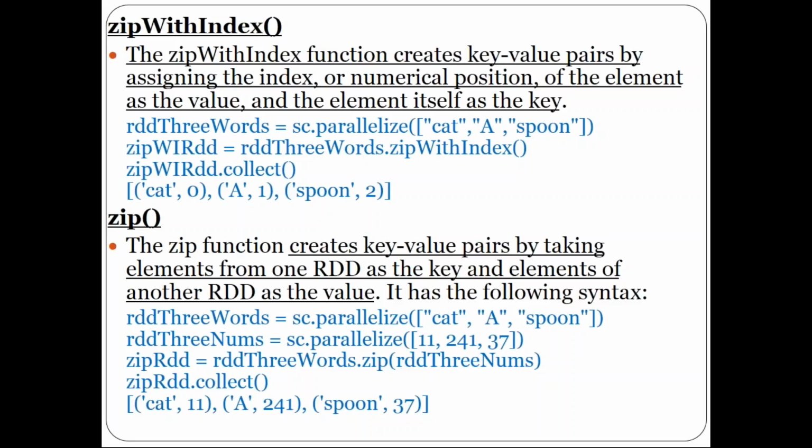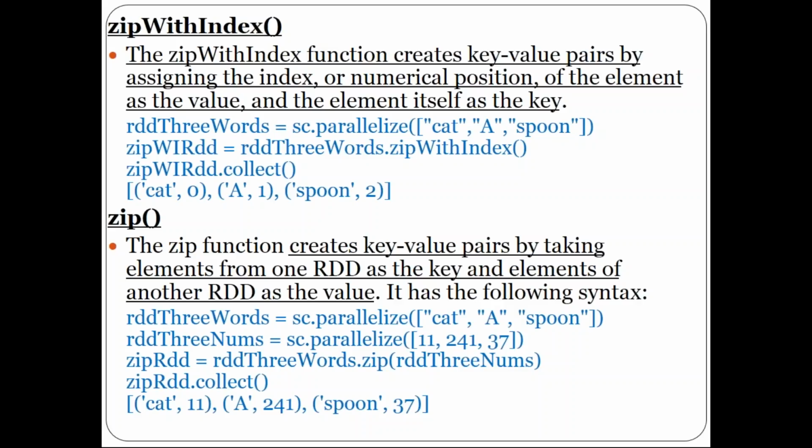Okay. Now listen. You open a book, you have an index. In the index, you know topic 1 is from this page to this page. Like that. Index in key value pairs means it explains the numerical position of your element. Cat is the 0th element, A is the first element, spoon is the second element. It's just that you are parallelizing, making it an RDD. Once the RDD is made, you're collecting it. That is zipWithIndex. zipWithIndex means tell me the numerical position of my string or integer or number.